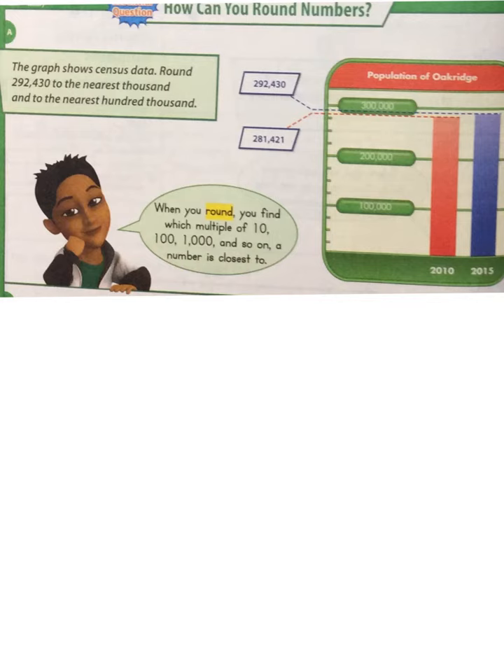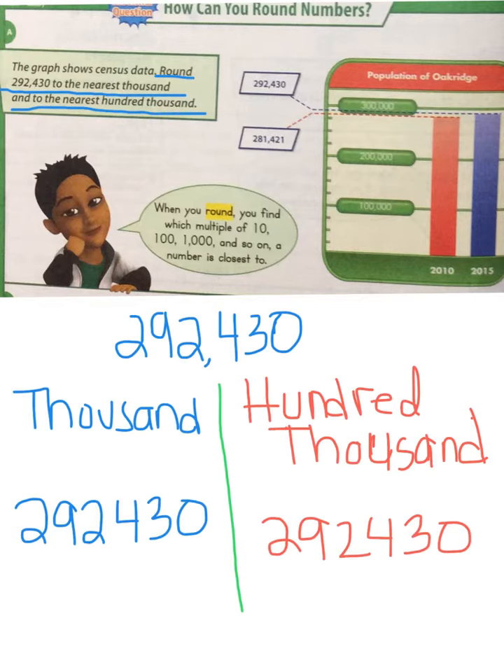Today we are going to round whole numbers. Our question says, the graph shows Census data. Round 292,430 to the nearest 1,000 and to the nearest 10,000.